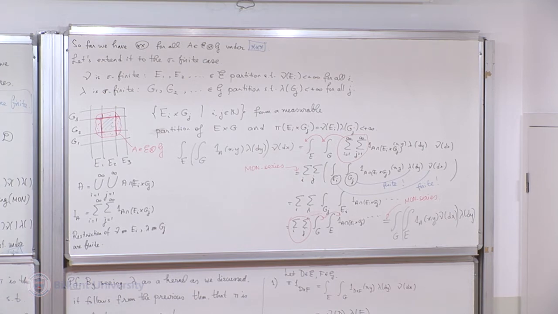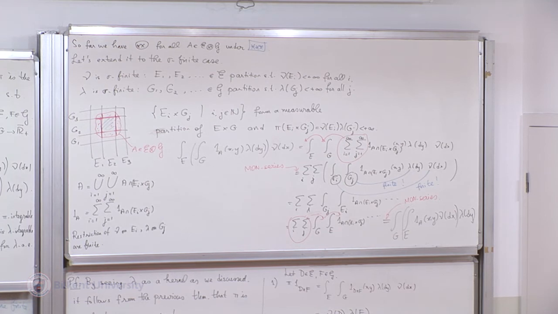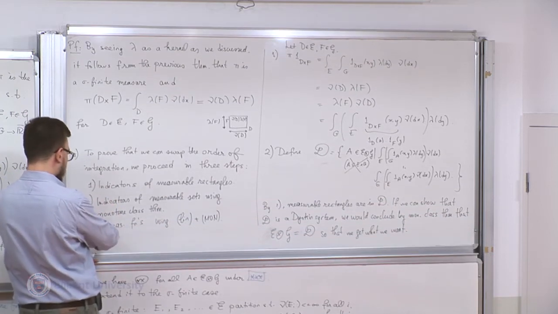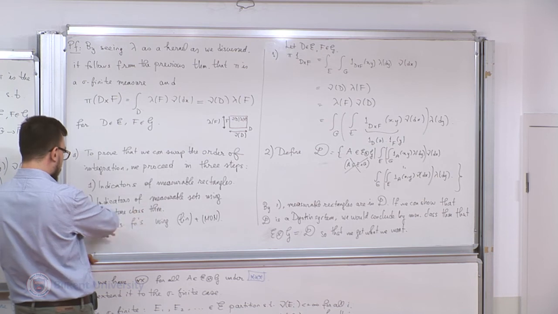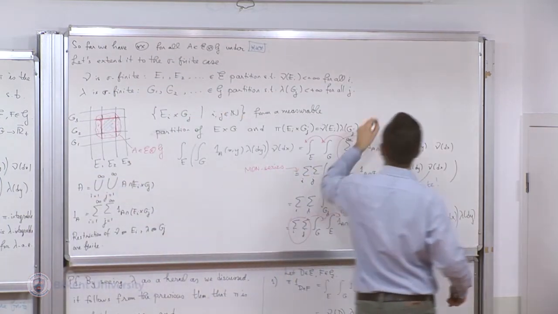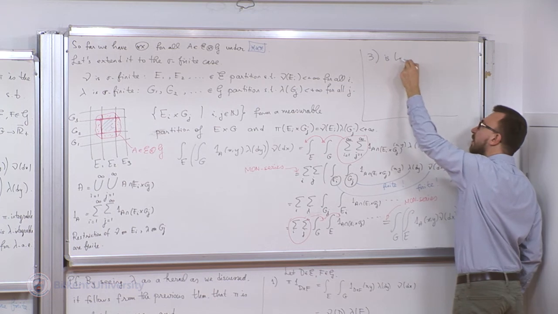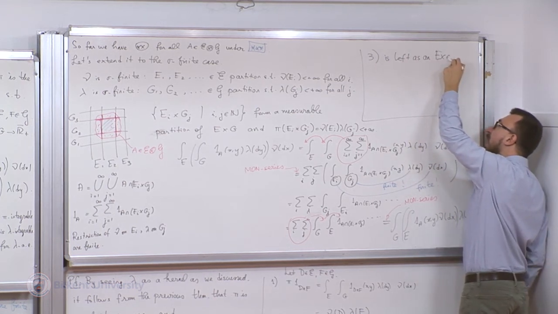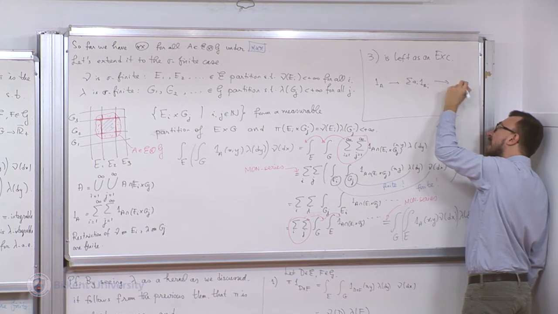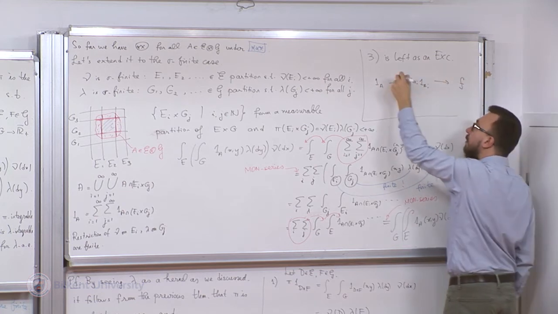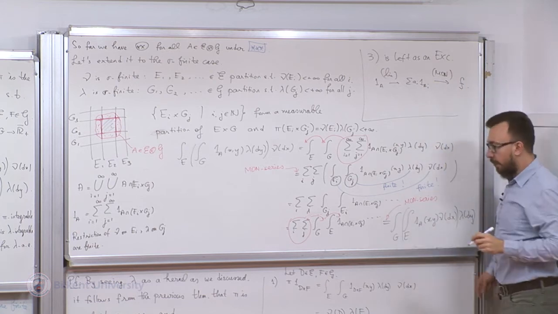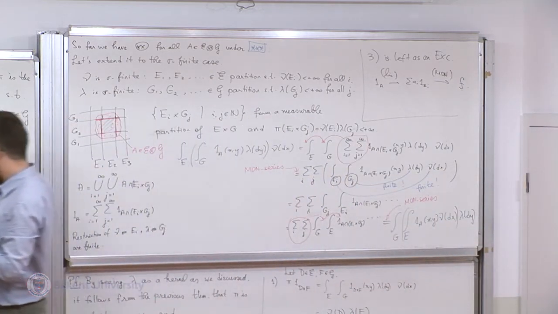Okay, so we have to finish this proof. We have number three here, but this is passing from indicators of sets to positive measurable functions using linearity and monotonicity, so I will leave it as an exercise. So three is left as an exercise. All you need to do is to pass from indicators to simple positive functions and then take limits to get the result for f. So this is by linearity, this is by monotone convergence. This would finish the proof of Fubini. We still need to prove Tonelli.